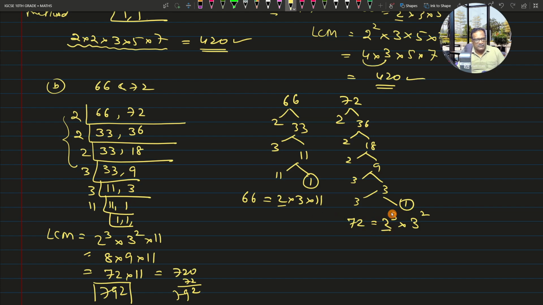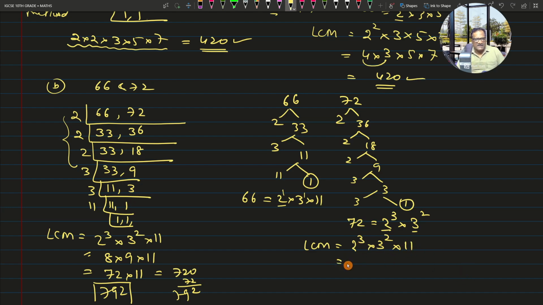So 2. The highest power of 2 is here, 2 raised to 3. So for LCM I'll take 2 raised to 3, not this 2 raised to 1. Then 3, you have 3 raised to 1 in this and you have 3 raised to 2 in this. So I'll take 3 raised to 2. The highest power you have to take. Okay, so 3 raised to 2 I'll take instead of 3 raised to 1. And then whatever is uncommon, that also you have to take. So uncommon is just 11. So that also I'm taking.